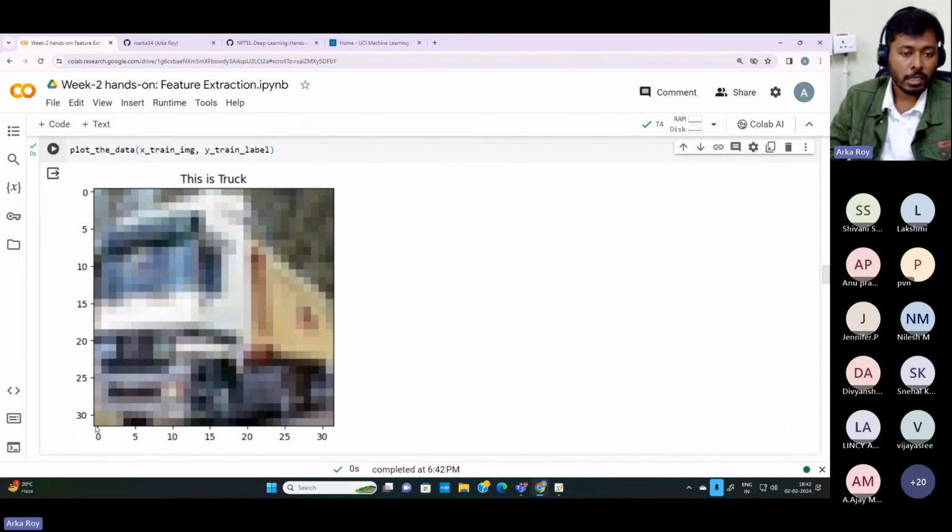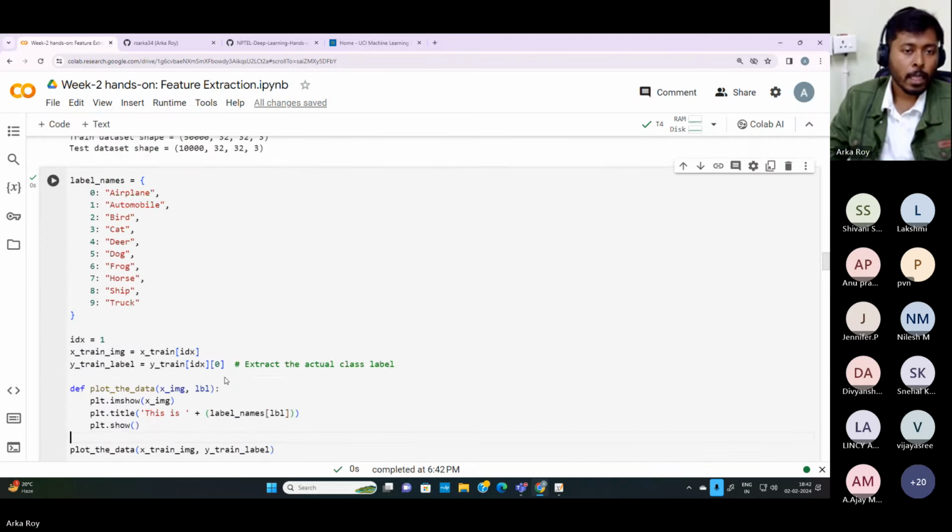And the shape of the image is over here. This is 32, and over here also this is 32. As the images are colored, it will be 32 cross 32 cross 3.